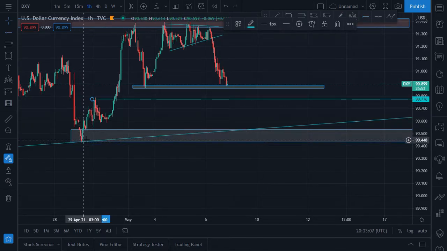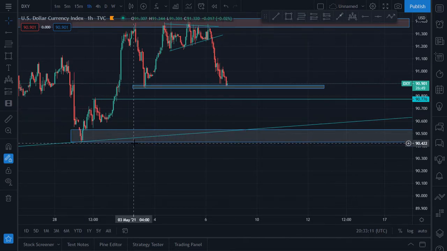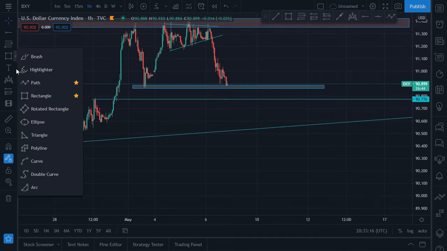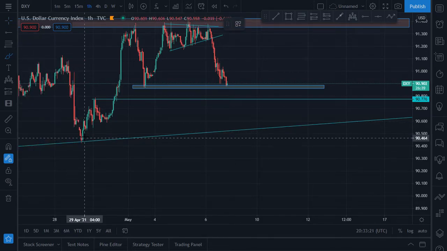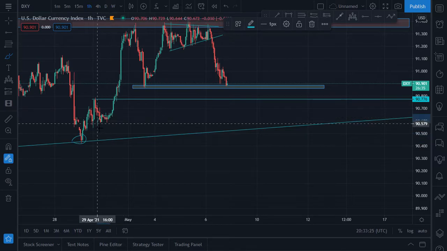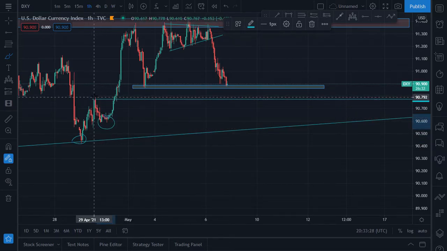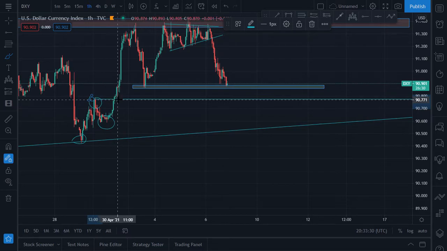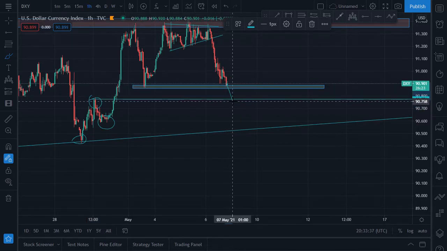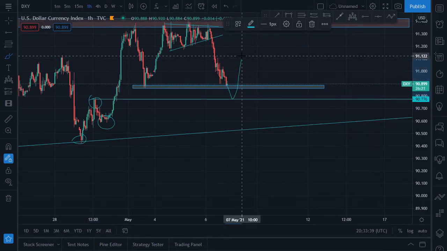Because here with a double bottom, as in we had, let me give it tools. So we had our first bottom, second bottom. Okay, then this is our neckline for the retest. As you can see, there was no retest. The market didn't come back for the retest, so the market might come here, do that.